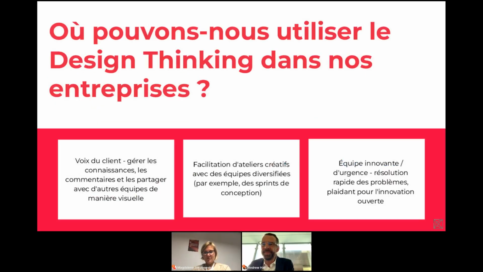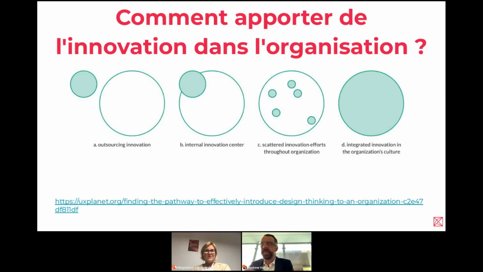Yeah, absolutely. And the next slides answer the question a little bit. You might say, okay, we got the point of what design thinking is, and now how can we use it inside the organization? So it's again the question of where we place innovation and creativity inside the company. And here we have an example from UX Planet of 4 different ideas of how it could be done.